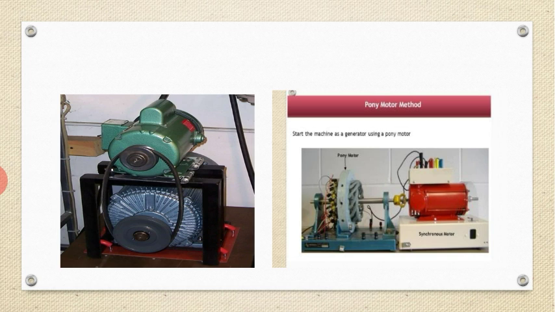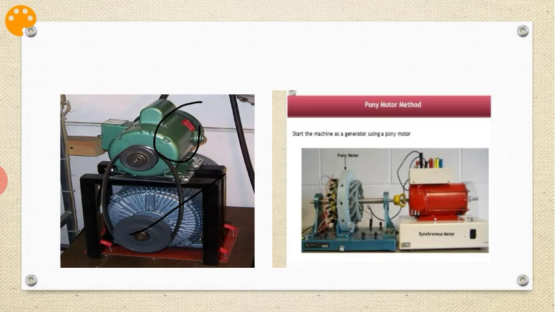Here if you look at this one, they are using another motor, called a pony motor. They use this other motor to run the synchronous motor to near the synchronous speed. You have to bring the synchronous motor near to synchronous speed, and after that you apply the DC supply, so that the magnetic locking happens and the rotor rotates. I will explain how the rotor goes to synchronous speed.